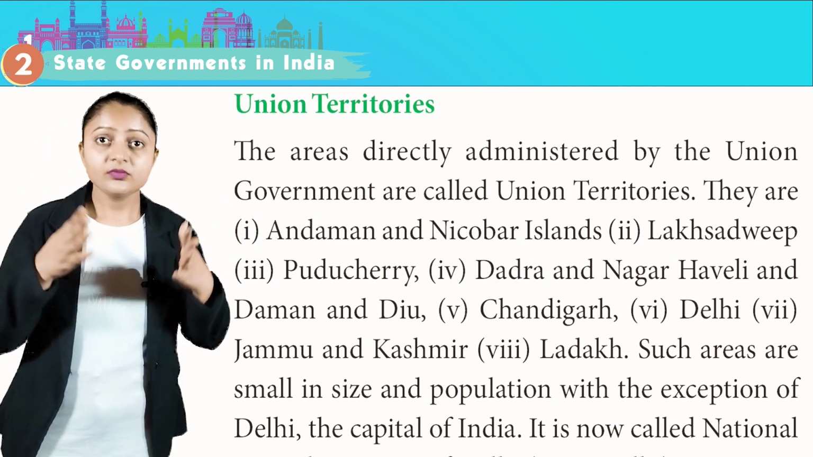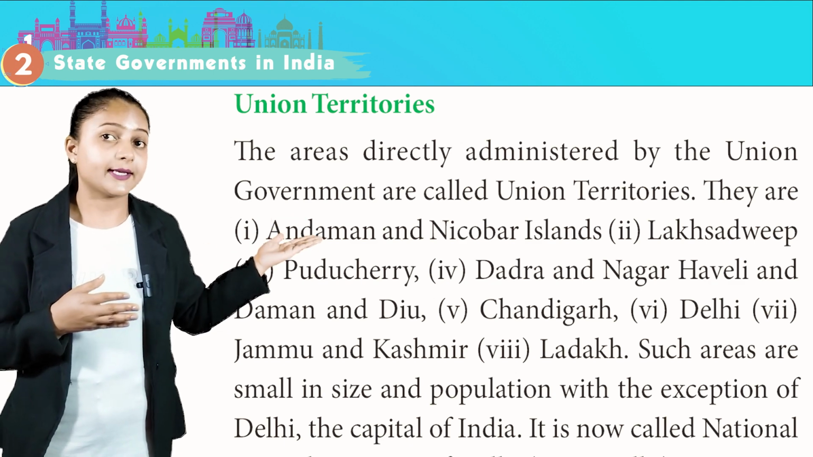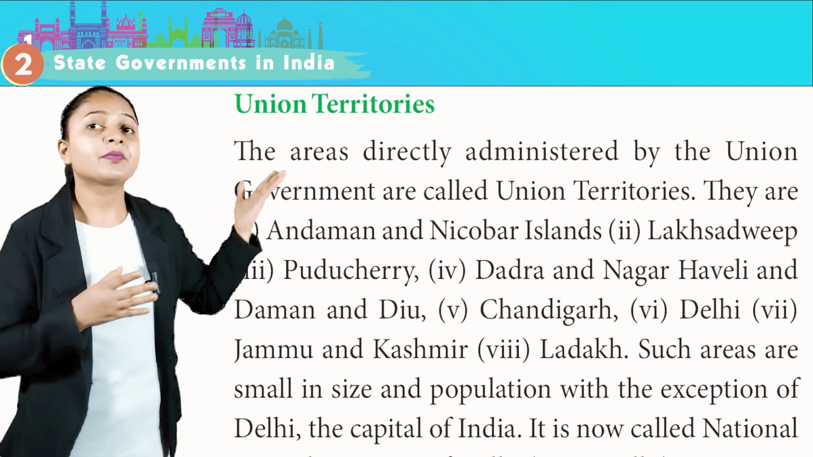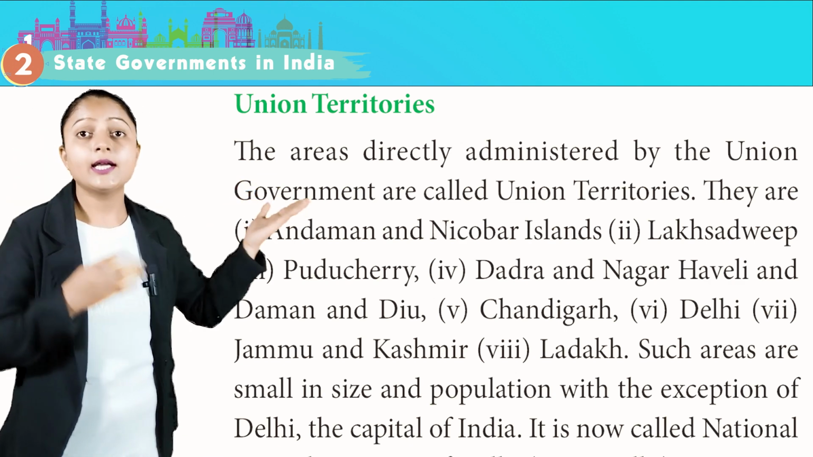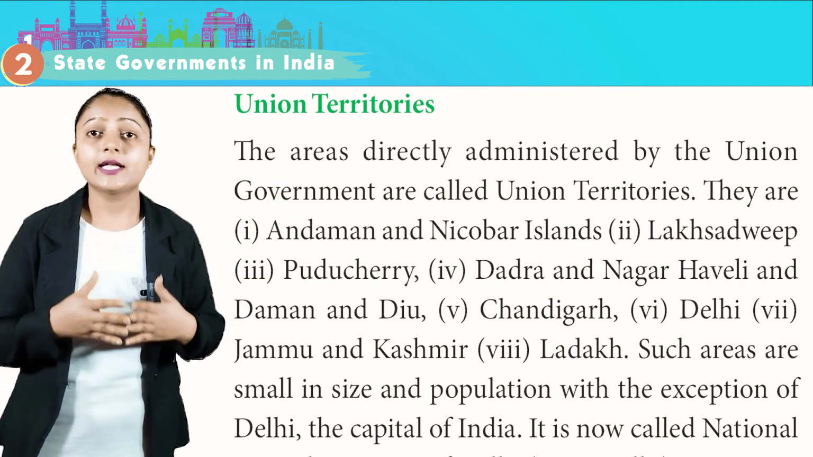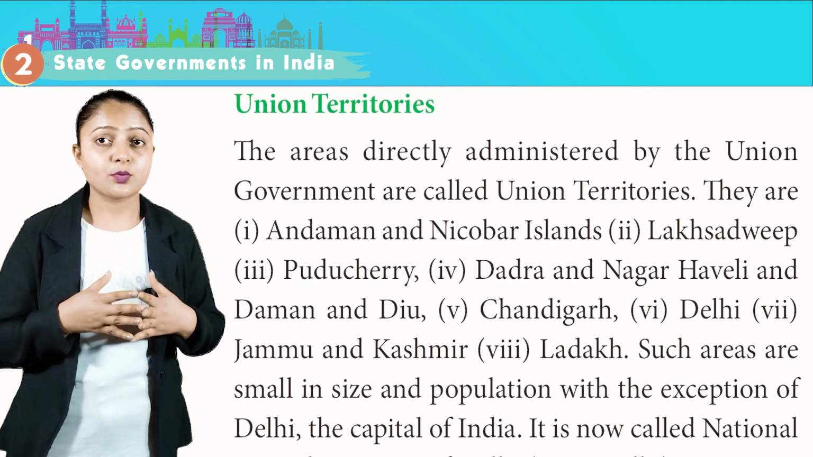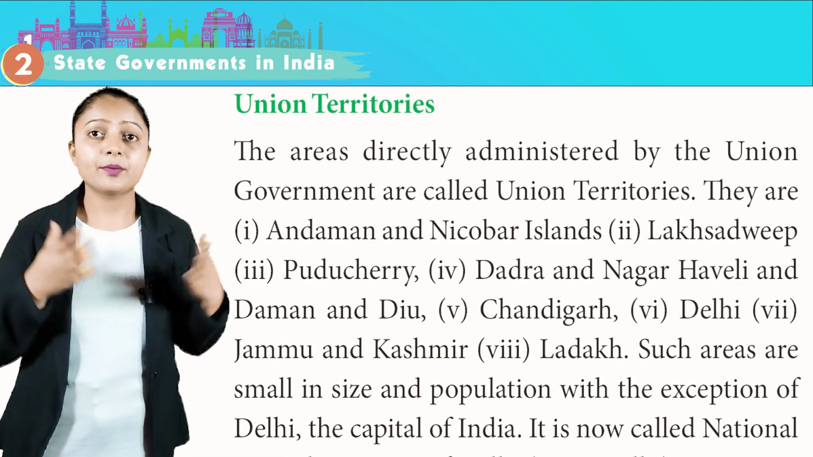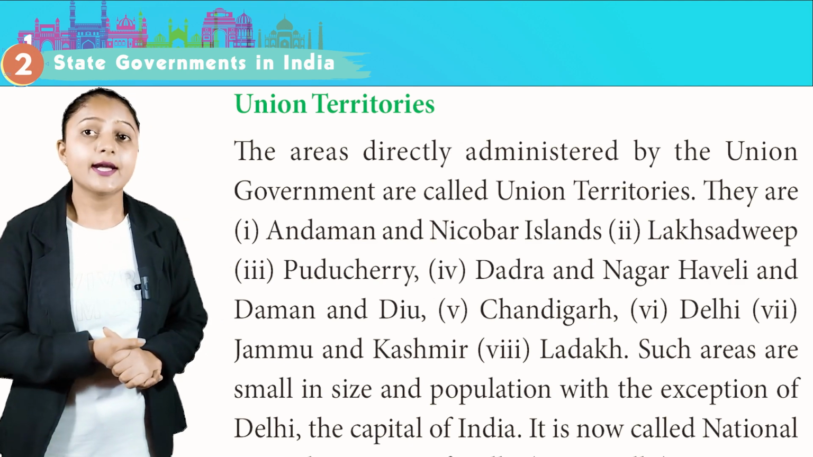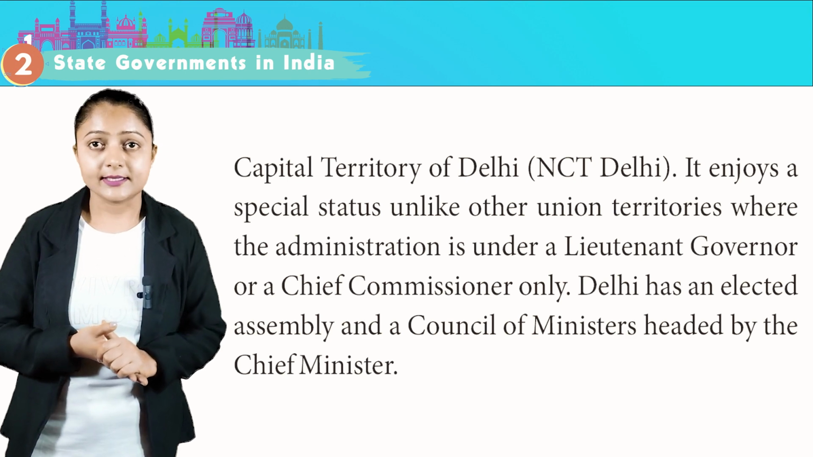Union territories. The areas directly administered by the union government are called union territories. They are: first, Andaman and Nicobar Islands, Lakshadweep, Puducherry, Dadar and Nagar Haveli, and Daman and Diu, Chandigarh, Delhi, Jammu and Kashmir, Ladakh. Such areas are small in size and population with the exception of Delhi, the capital of India. It is now called National Capital Territory of Delhi, NCT Delhi.